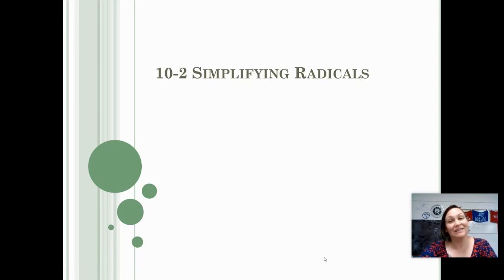Hi guys. Today we're going to continue simplifying a radical, but we're going to throw in some variables because this is an algebra class. So of course we have to deal with variables. I'm going to have one example and then I'm going to ask you to try a couple on your own to make sure that you fully understand the concept.